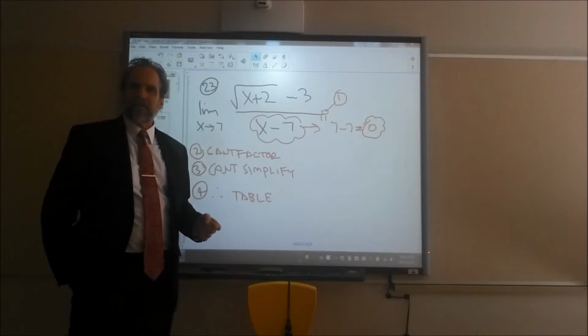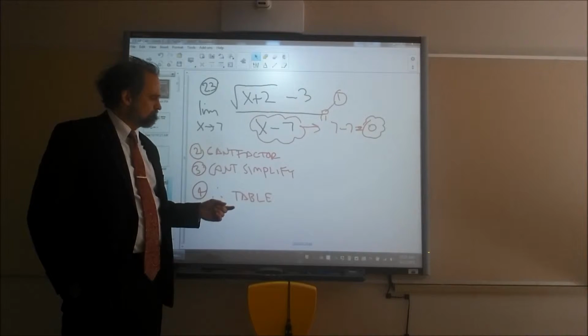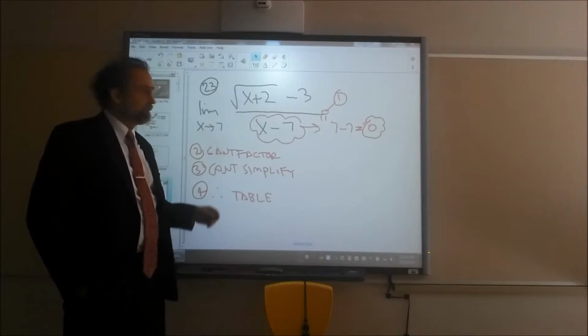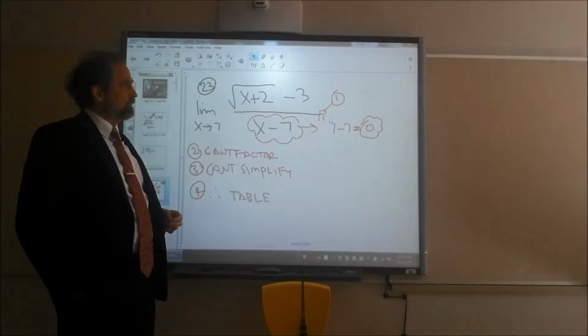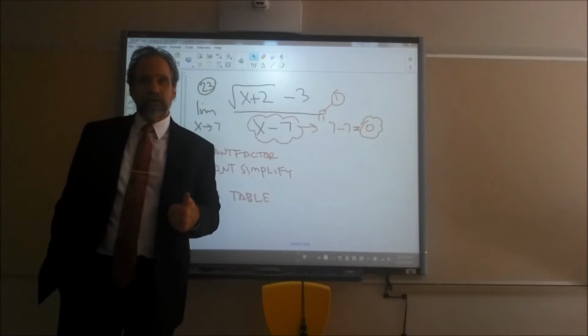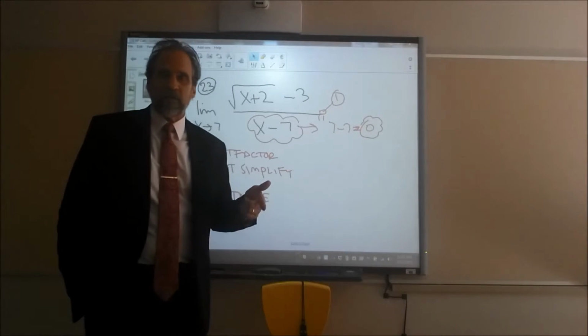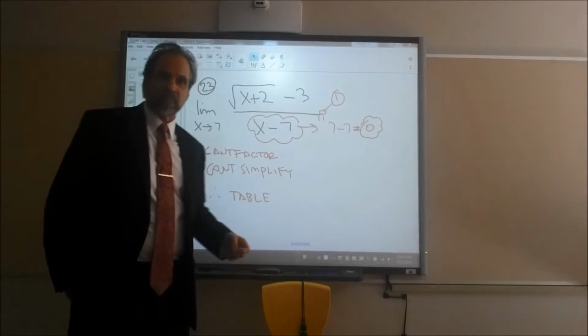So now that I'm in that position, I want to go ahead and try something else. What's the next thing I do? Next thing I do is factor, and then if that doesn't work, expand, and then if that doesn't work, table. Table is always my last resort. Okay?